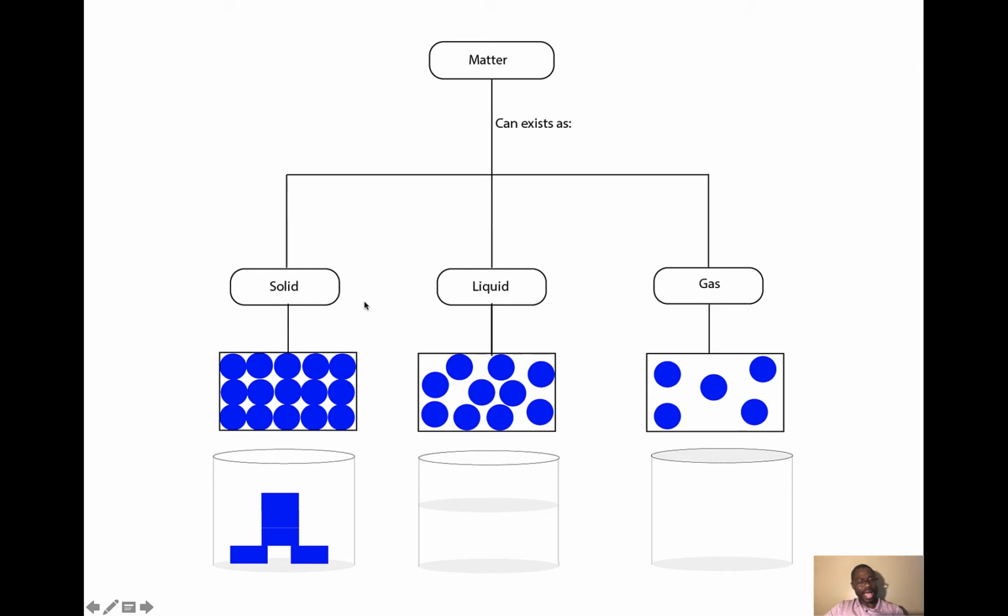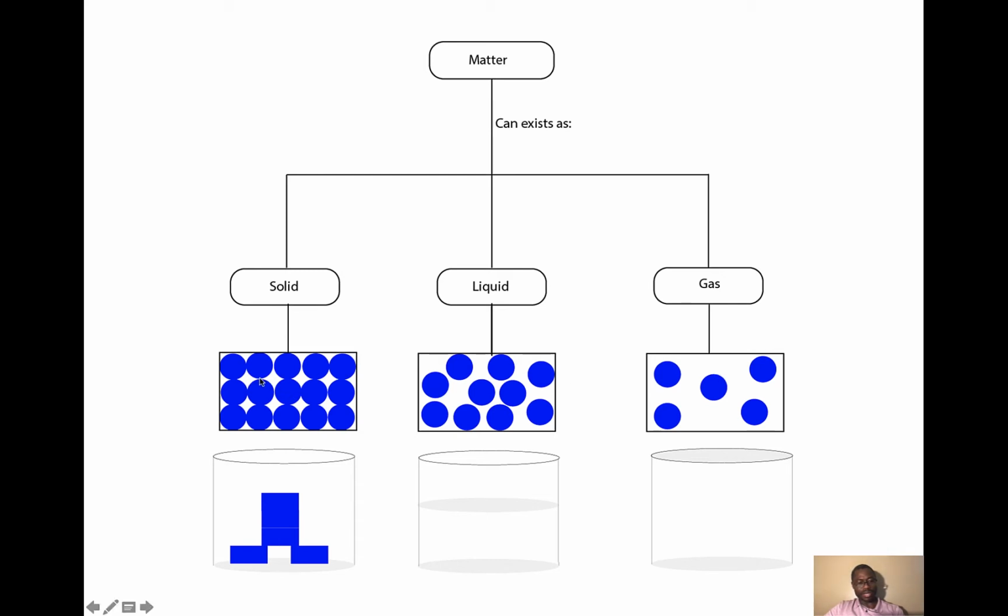Now, how are the atoms or molecules arranged in a solid, liquid, or gas? Usually in a solid, the atoms or molecules are closely packed. In a liquid, the molecules are not as tightly packed as we have in the solid. In a gas, the molecules are widely spaced.